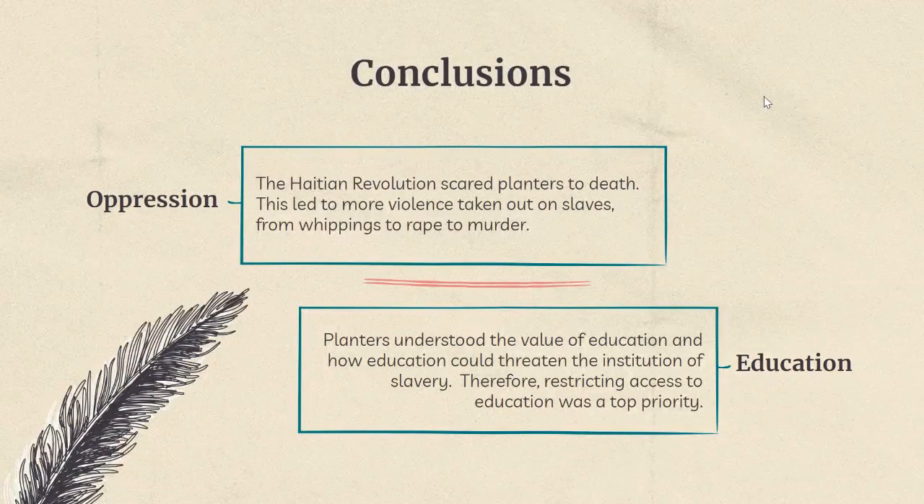Education, to make note of it, it was mentioned, but make note of it again. Education is valued by planters and is seen as a threat, therefore, to the institution of slavery if their slaves had an education. So an educated slave was a very bad thing. So do not let your slaves gain an education or have access to it.